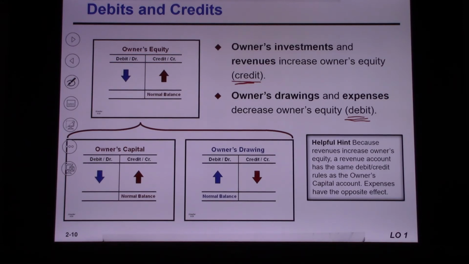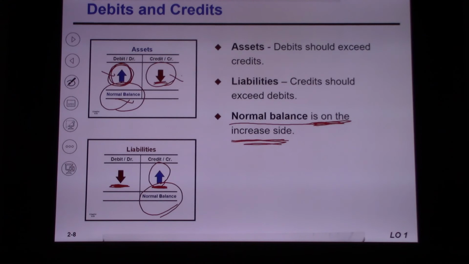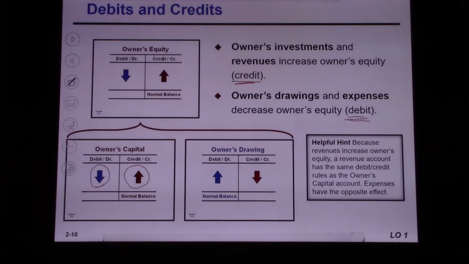Thus, when there is an increase in owner's capital, you should write this amount in the credit side. So any increase in owner's capital will be credited. When there is any decrease in owner's capital, you will write it in the debit or the left side. And again, what is the normal balance in the owner's capital account? The normal balance is on the increase side, so in the case of owner's capital, it is the credit side.